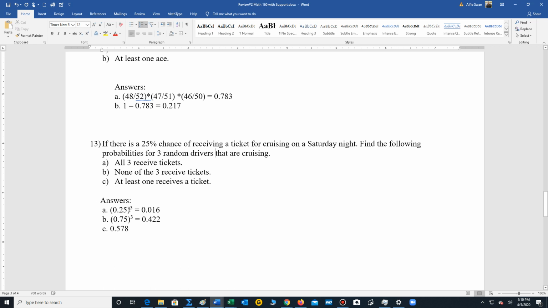B, none of the 3 receive tickets. Well, first we take 1 minus 0.25 to get 0.75, and we raise that to the third power, 0.422. And then for C, at least 1, once again, that's always 1 minus none. So it's 1 minus 0.422 to give us 0.578.